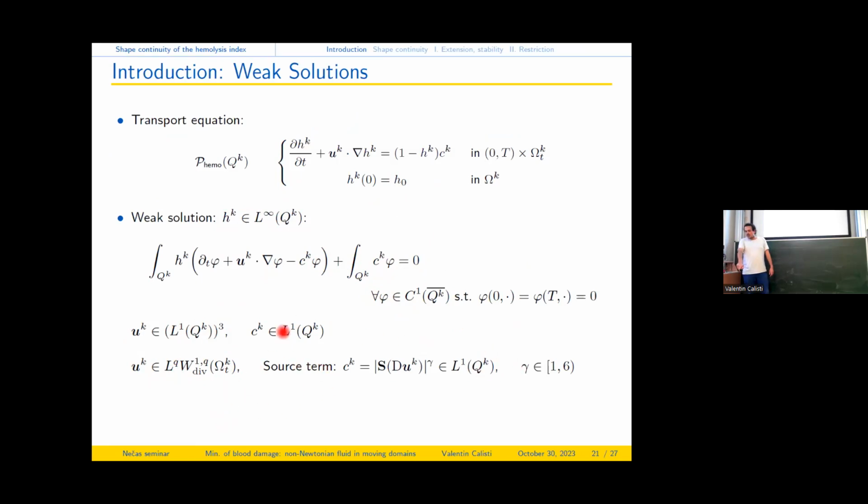And here I finally describe a bit how the source term is defined in the engineering literature. So let's say that what we choose as a scalar measure of the stress for the production of hemolysis is the norm of the stress to some power gamma. And this will live in L1 if gamma is in this range. And this is consistent with the engineering literature, because if you have a look at engineering papers, gamma usually has this value. So at least we fit a bit to the engineering literature.